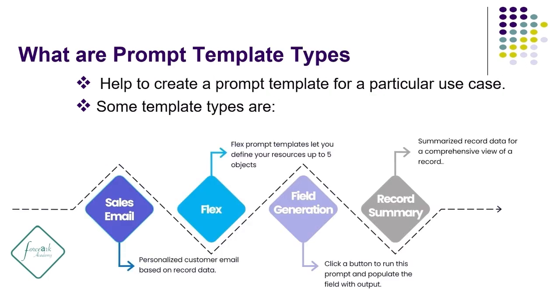The prompt template types come into the picture when the user has to create their own prompts. Salesforce has many prompt template types. Some of them are sales email, flex, field generation, record summary, and many more. For example, with sales email, I can make a personalized customer email based on the record data. With field generation, we can click on a button and populate the field. Record summary summarizes record data for a comprehensive view of the record.